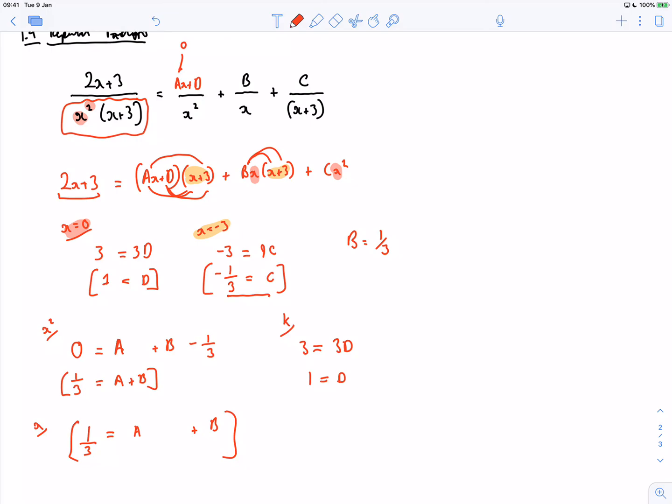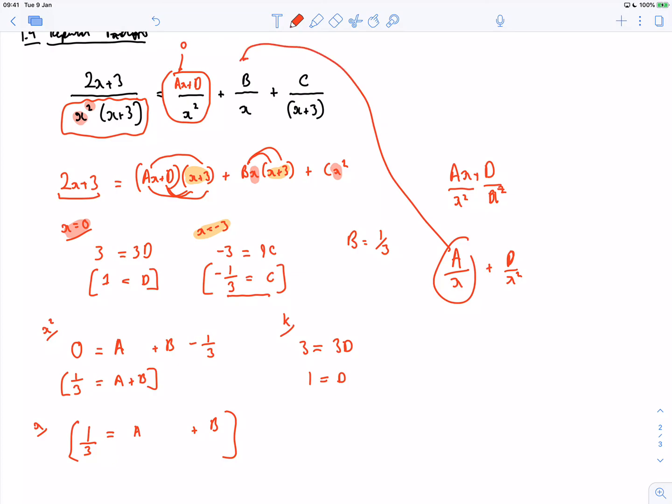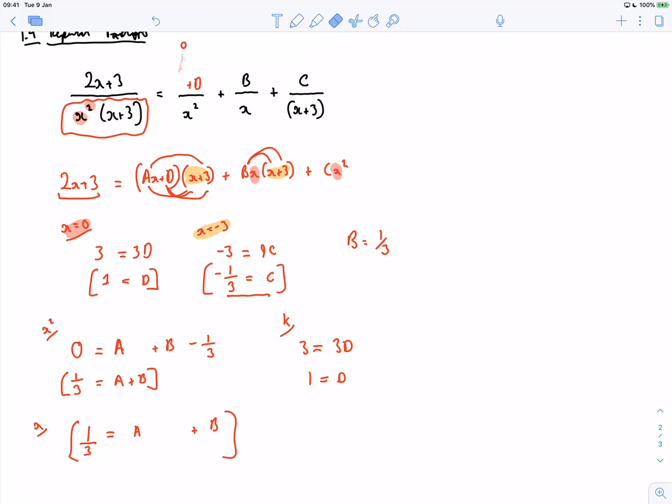Oh, that's why. The reason why it can't be ax plus d is because if you had ax plus d, then this would be ax over x squared plus d over x squared. And then ax over x squared is just going to be a over x plus d over x squared. And this a over x would essentially just get absorbed by the b over x. We've already covered it. We don't really need it. So in actual fact, the ax isn't needed. So then b is a third.